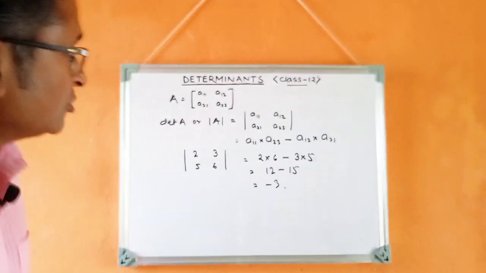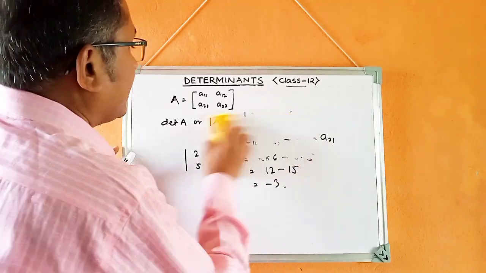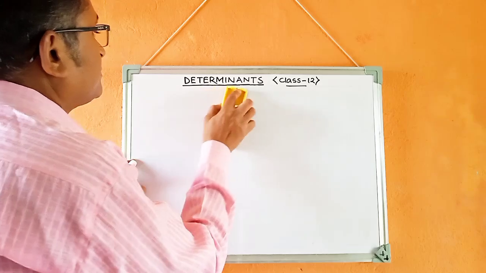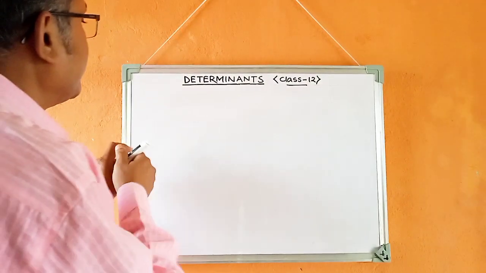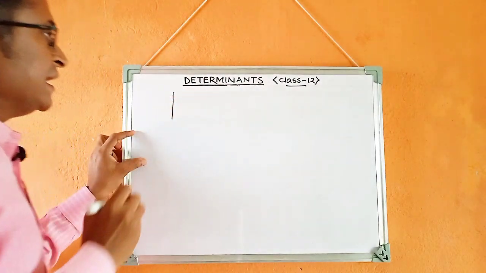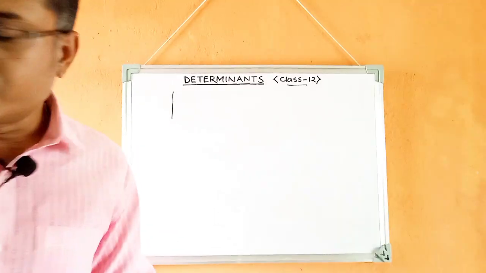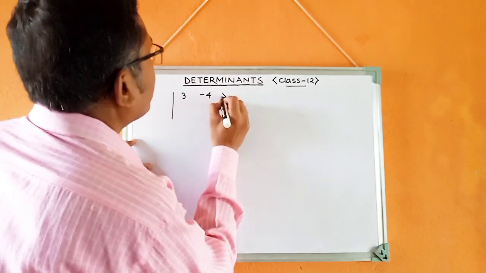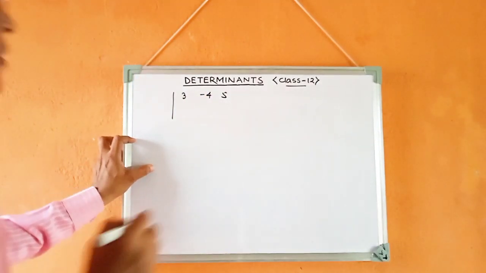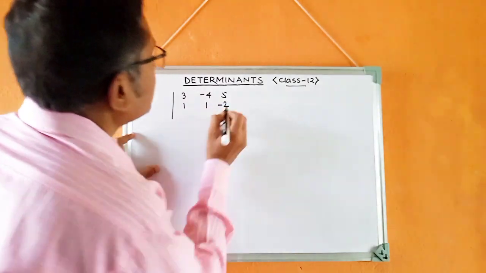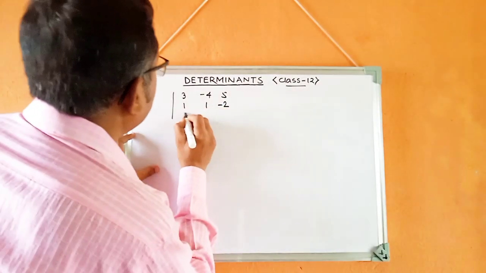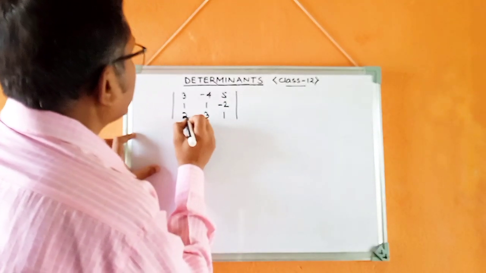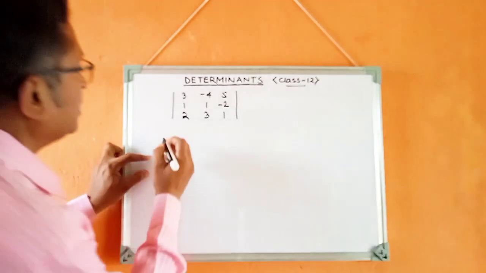Same as we do a 3 into 3 determinant. Okay, so give an example, 3 into 3, that means order 3 determinant. Suppose we take any determinant of order 3: 3, minus 4, 5, then 1, 1, minus 2, after that 2, 3, 1. Okay, we take a determinant whose order is 3. How to solve this? See carefully.